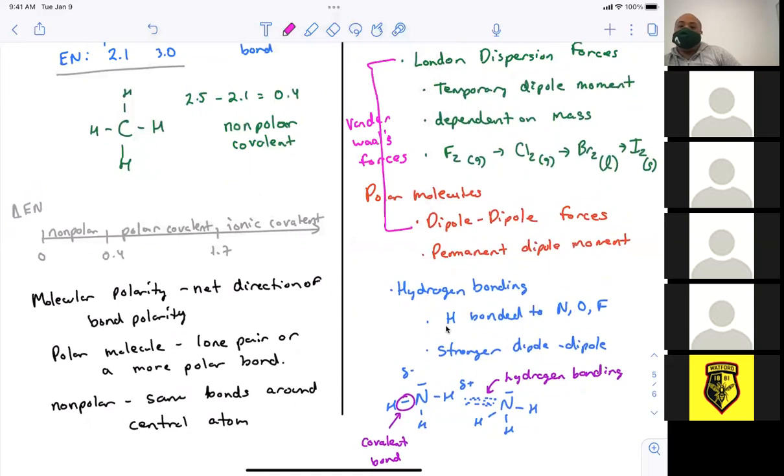Now the IB is very distinctive that says van der Waals forces are London dispersion and dipole-dipole forces. So you might look at old exams and they might accept van der Waals forces as an alternative for London dispersion forces. They're not the same anymore. Van der Waals includes both dipole-dipole and London dispersion.